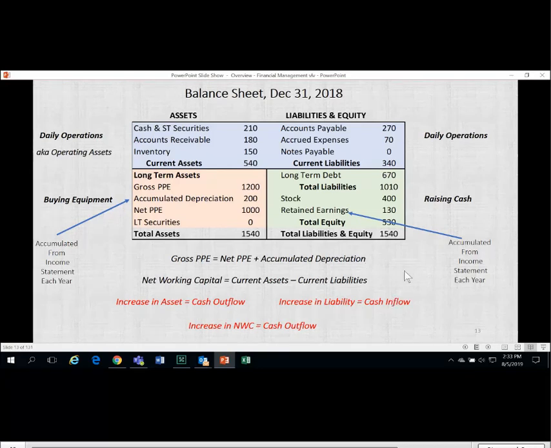So it's very important that you understand this balance sheet. Fundamentally, you should be able to take a blank piece of paper and recreate it without looking at this slide.